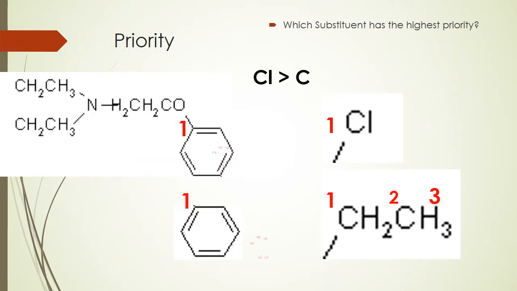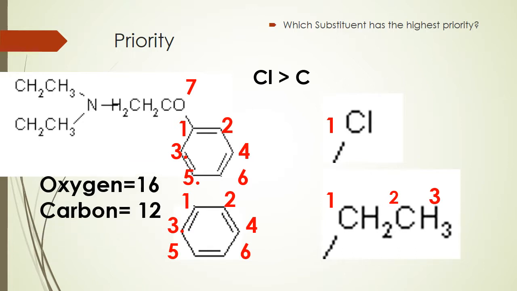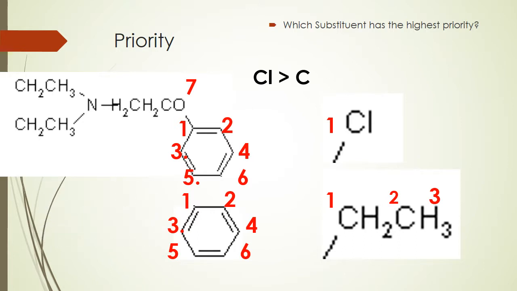Now we look at the other carbons in the benzene rings, and we realize that there's an oxygen coming out of one benzene, and the benzene on the bottom of the screen has nothing else. So we compare that oxygen to the carbon in the benzene on the bottom of the screen, and we see that oxygen has a higher atomic weight than the carbon. That means we give the benzene with the oxygen a higher priority than the benzene without the oxygen.